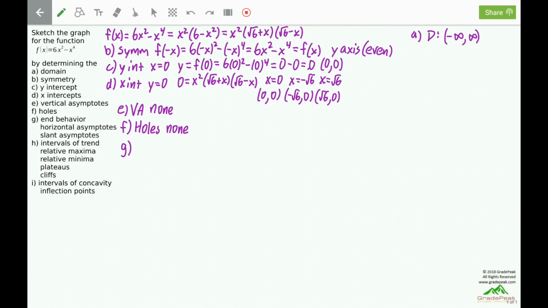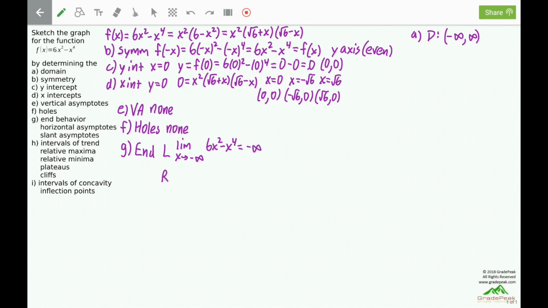But by being a polynomial, it will have end behavior of positive infinity or negative infinity. We can find the left end behavior by taking the limit as x approaches negative infinity of the function 6x squared minus x to the fourth. Only the highest power term matters here. Negative infinity to the fourth is positive infinity, times the negative is negative infinity.